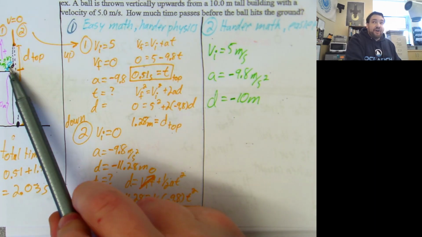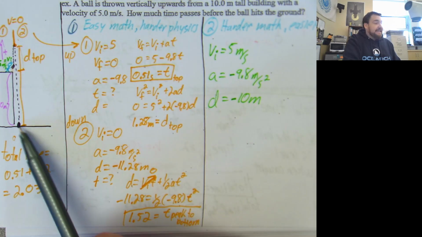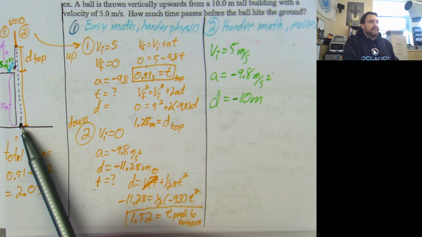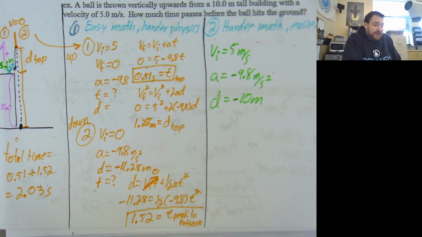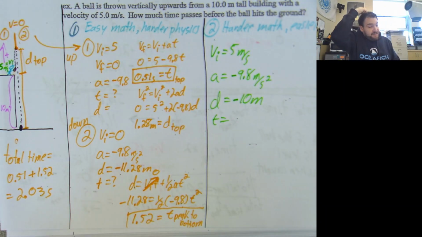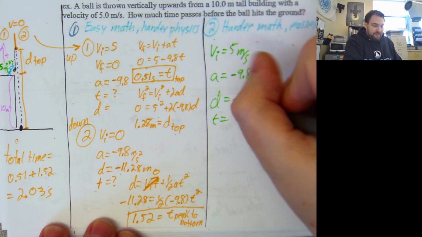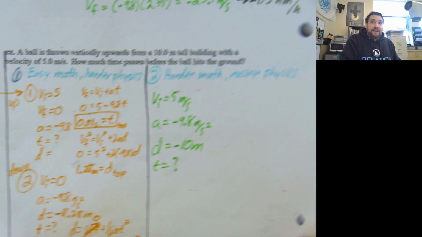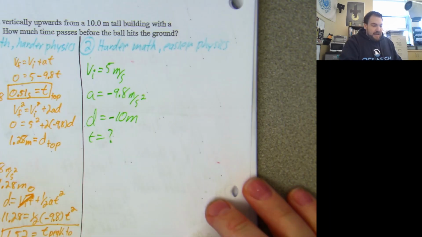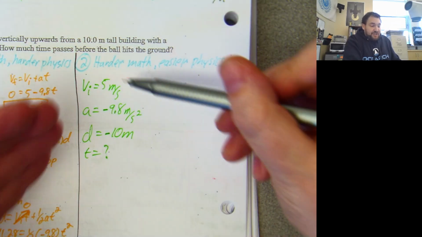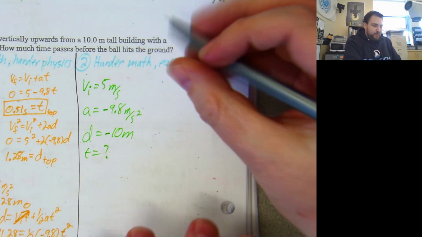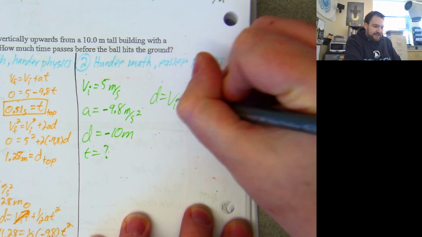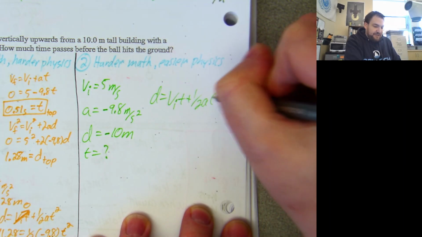The ball was here. The ball ended here. Don't care about what happened in the middle. Displacement is negative 10. And now we can go ahead and find the time. The physics is way simpler in this case. The math gets way more interesting. Here we go. I can slide this over and I can work in this space now. Based on the information we're given, there's only one kinematic equation that's going to work. We don't have v_f, so we're going to use d equals v_i t plus 1/2 a t squared.